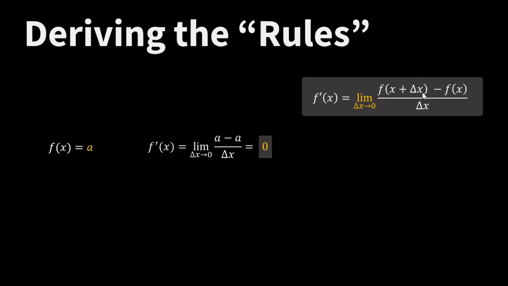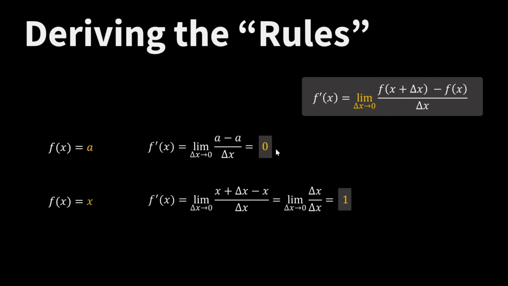F of x plus delta x is a. F of x is a as well, so we have a minus a divided by delta x. Now for any delta x except 0, this is a clean 0. If we set delta x to 0, then we get 0 over 0, which is the original problem. But now we never go all the way to 0, so this is a clean 0 and we get a clean 0 for the derivative of f of x equals a. This makes sense, a constant function has a 0 rate of change.